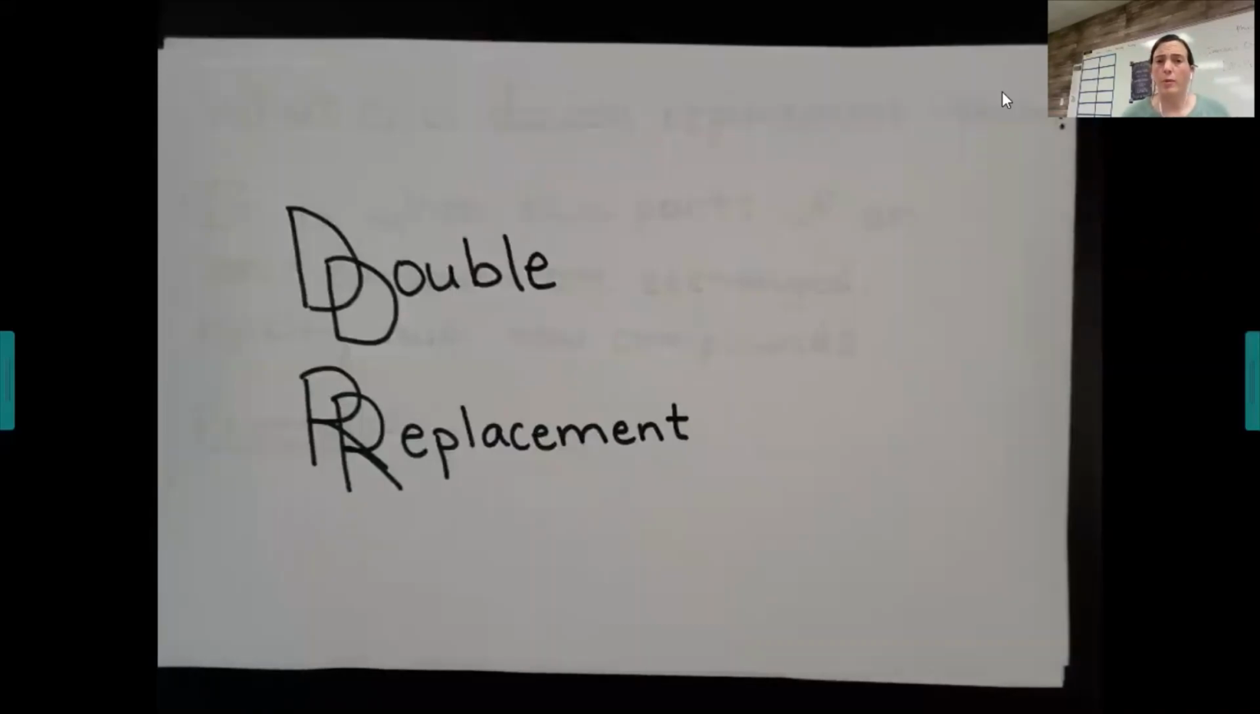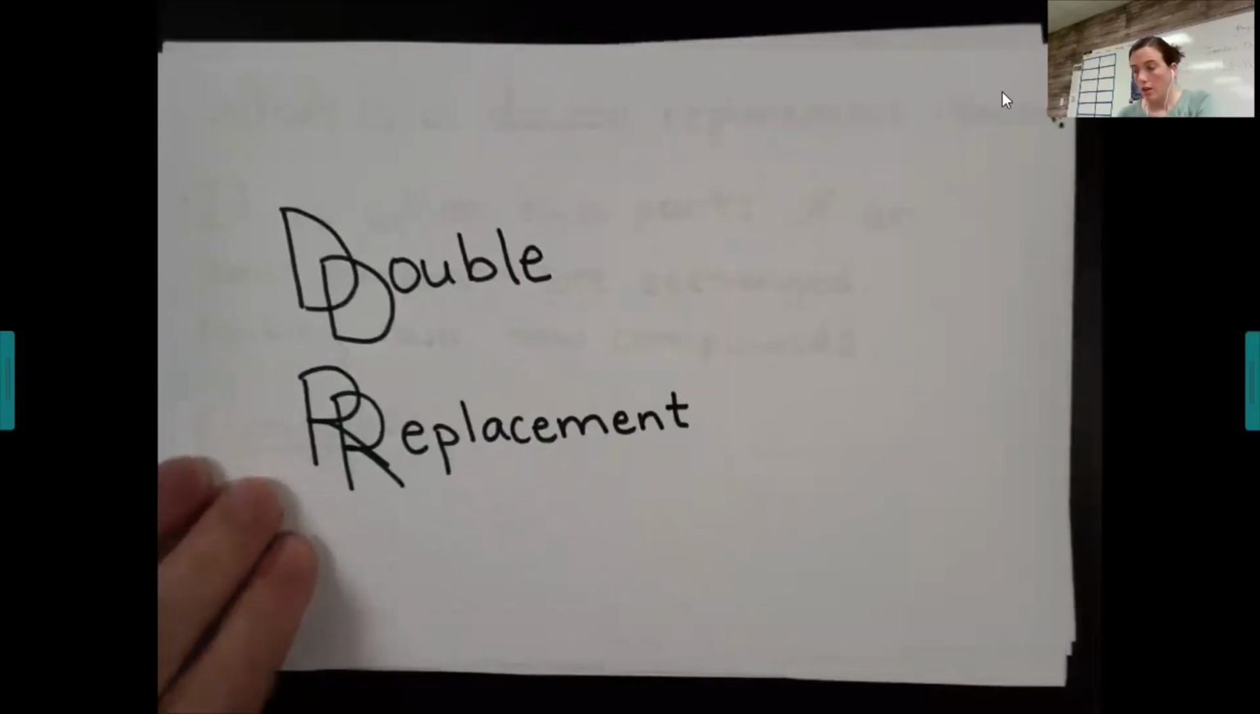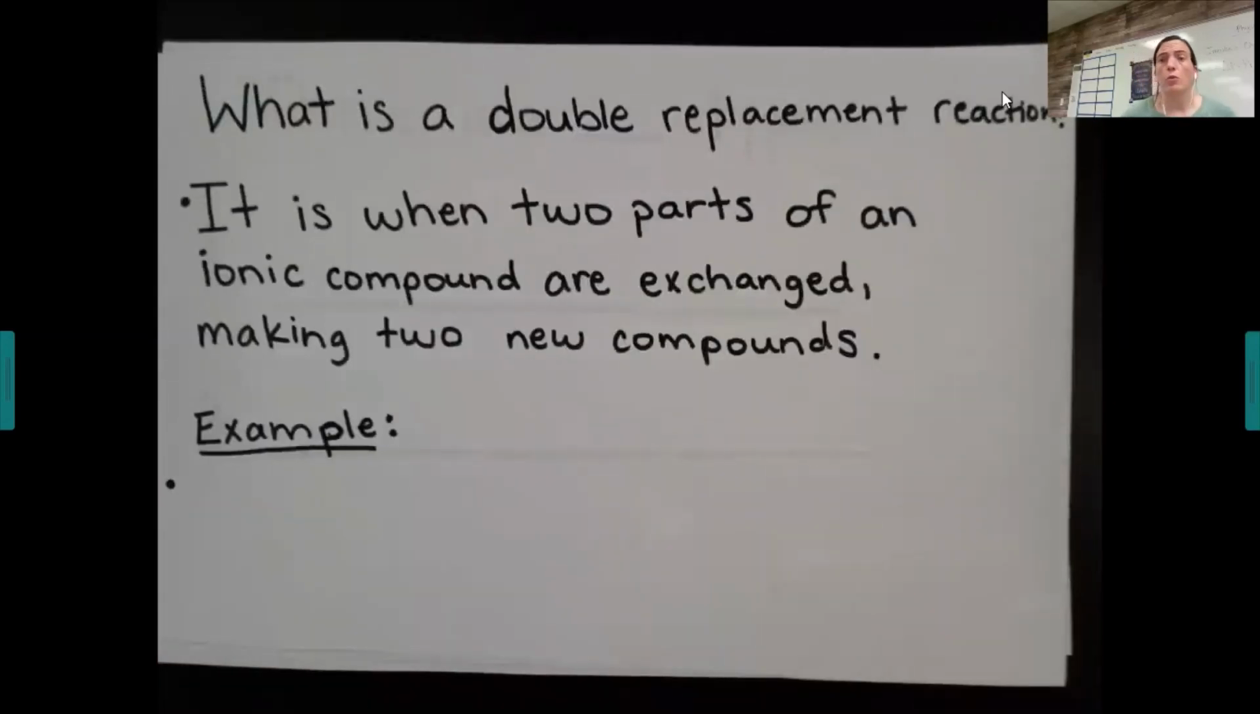Hey guys, today we're learning about double replacement reactions. So what is a double replacement reaction? It's when two parts of an ionic compound are exchanged, making two new compounds.